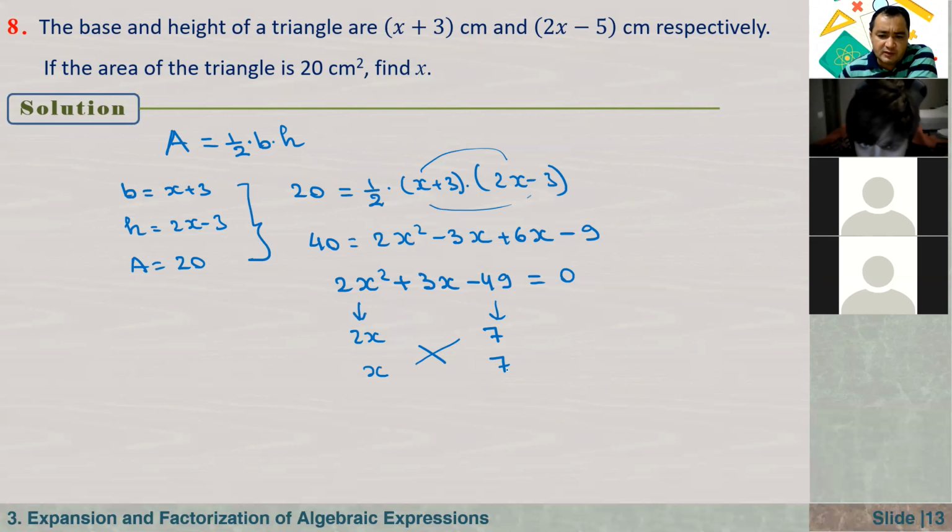So 2x times 7 is 14. X times 7 is 7. So their difference is what? But it's not solving. It's wrong, I think. It is 14 and 7.